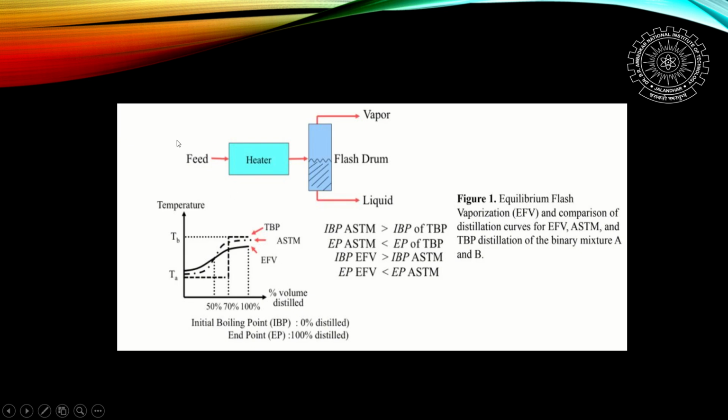Okay, you can see that the feed is continuously sent into the heater where it becomes hotter, and then it will be sent to the flash drum. And from the flash drum the liquid will be collected from the bottom of the tank, and the vapor will be collected from the top of the tank.